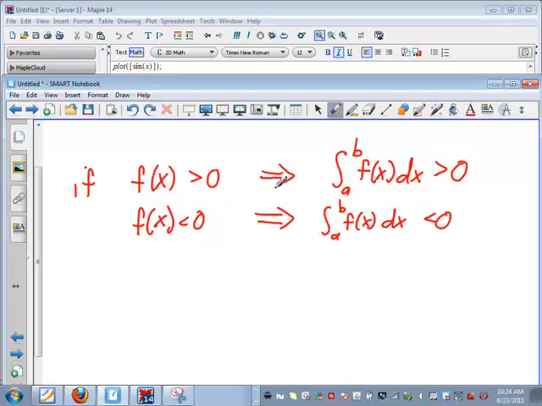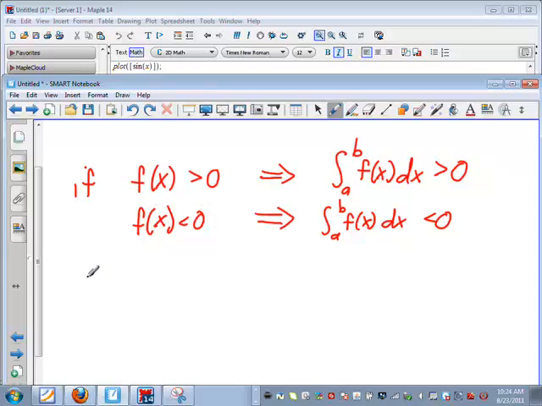No way. Because all the rectangles you construct are all positive, right? And similarly, if it's always negative, then every rectangle you create from f, the height is always a negative thing, right? And then you add them all up. It's a bunch of negative stuff. Okay.